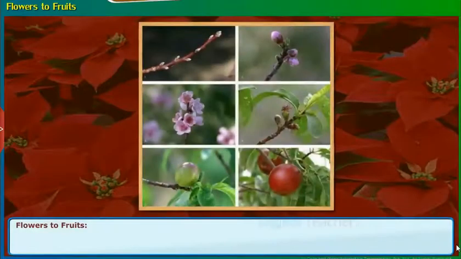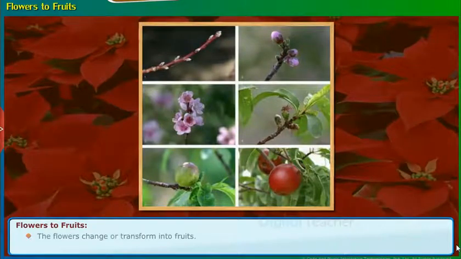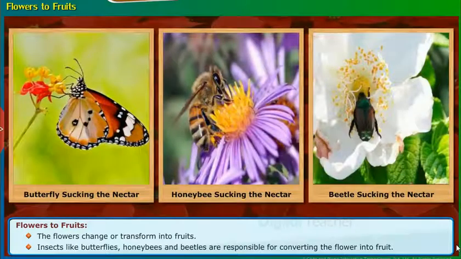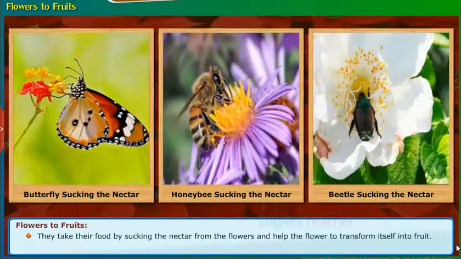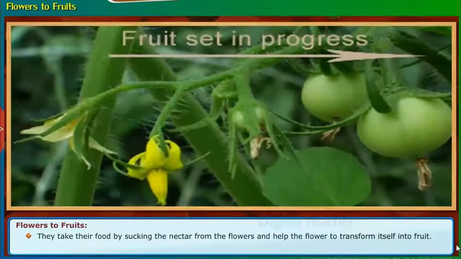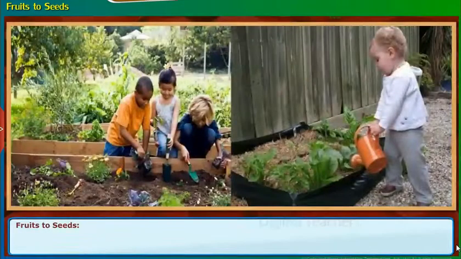Here, let us study how the flowers get converted into fruits. The flowers change or transform into fruits. Insects like butterflies, honeybees, and beetles are responsible for converting the flower into fruit. They take their food by sucking the nectar from the flowers and help the flower to transform itself into fruit. Let us study how the fruits get converted into seeds.